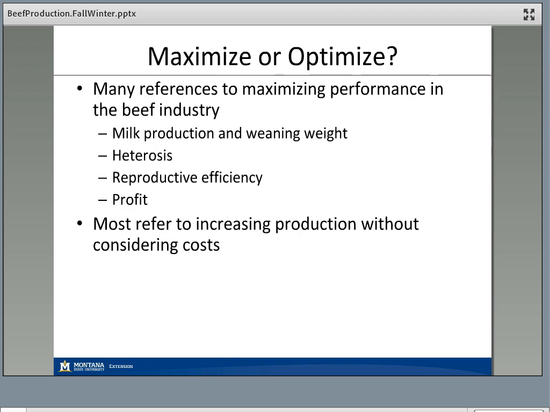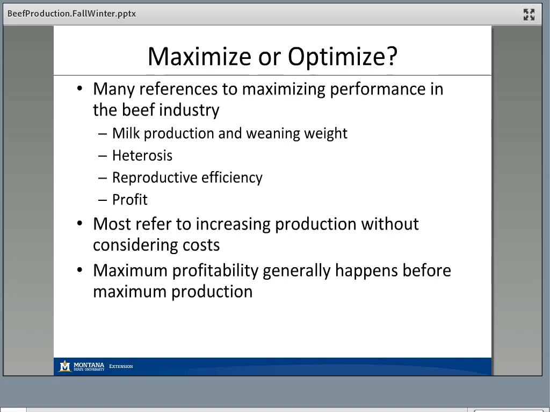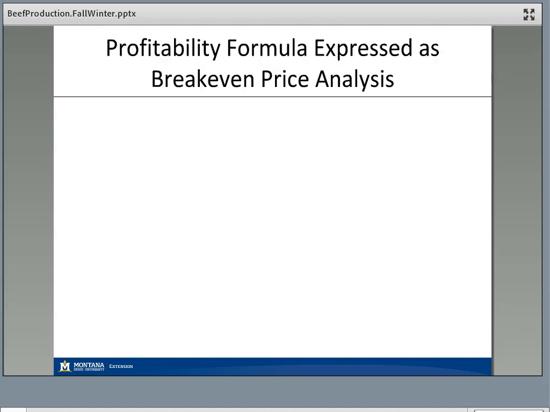So we can adjust that profitability formula to a break-even price. That can help us make some decisions. Break-even, as you probably know, is the price that your calves have to bring to cover the costs of producing them. This is a formula I like to use when I'm teaching this concept: the break-even price is the annual cow cost divided by the average weaning weight of the calves times the percent calf crop.